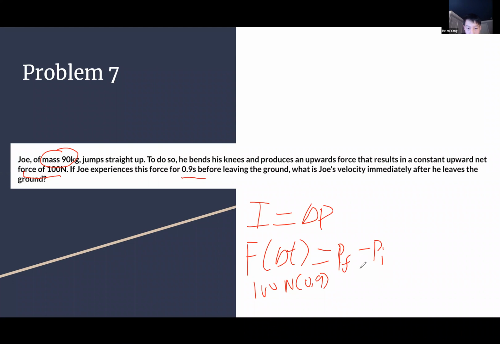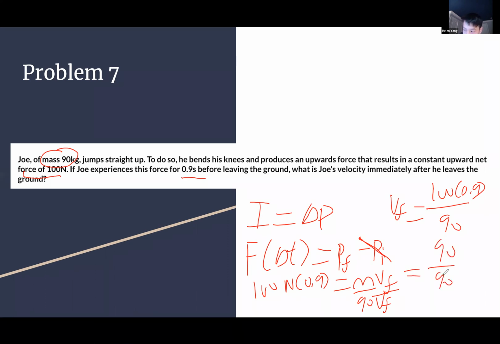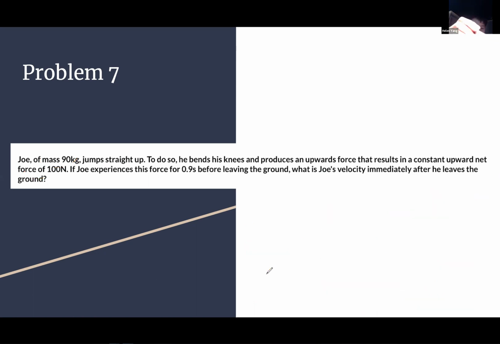And since he's going upwards, his initial velocity is going to be 0. So it's going to be mass times the final velocity. And you know that the mass is 90 kg, so it'd be 90 times the final velocity. So the final velocity is equal to 100 times 0.9 over 90. So it would be 90 over 90, and that's just 1 meter per second. So that's how you get the velocity. Okay, so this is the solution here.